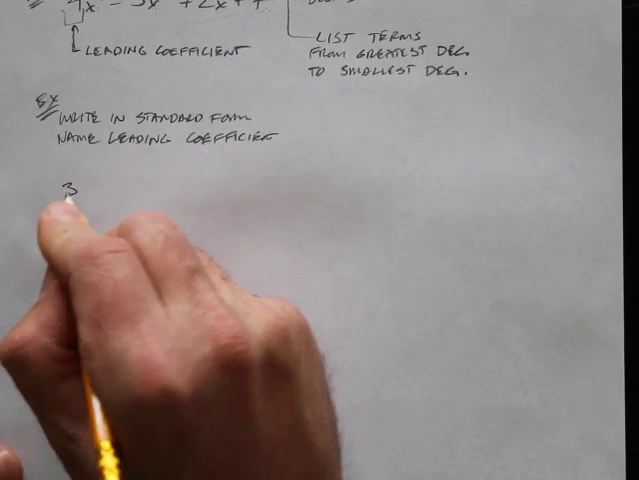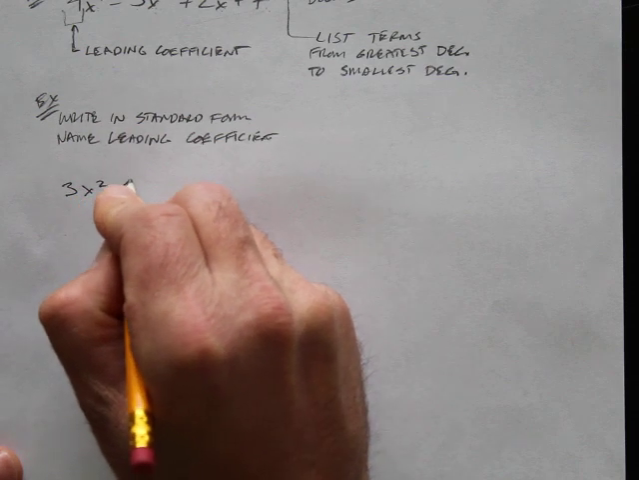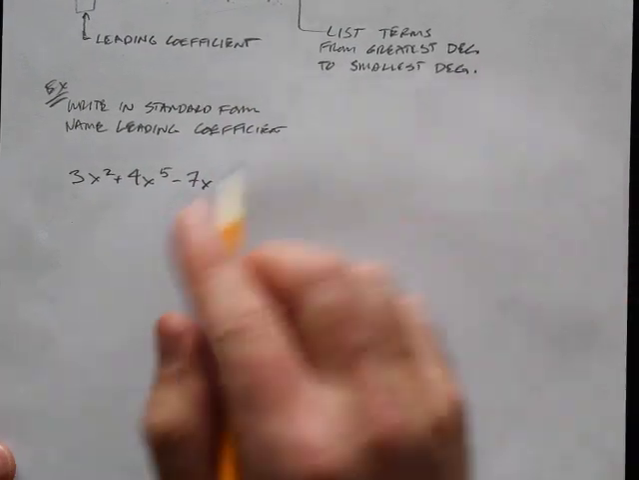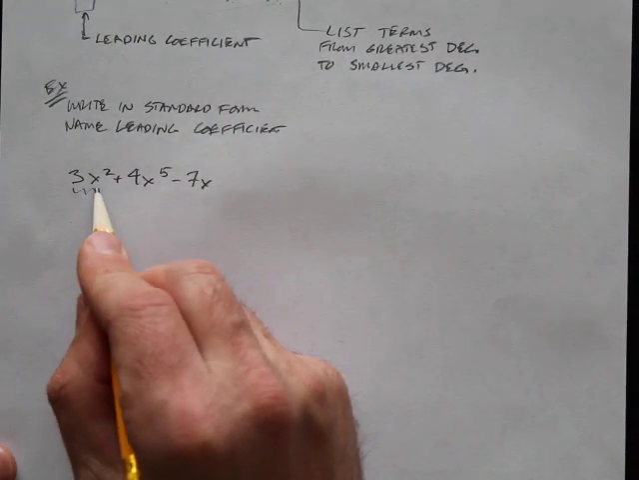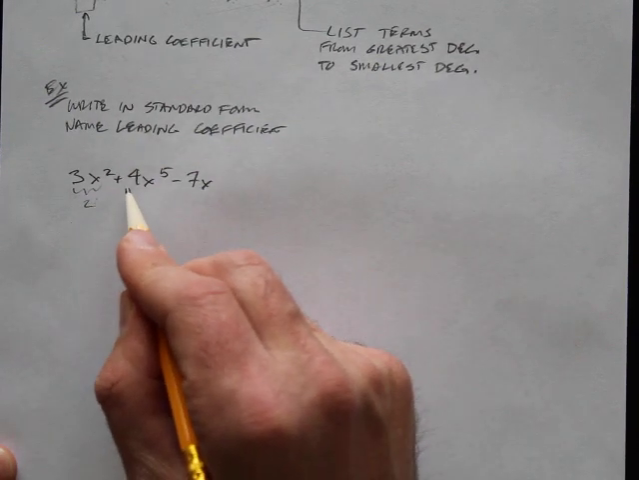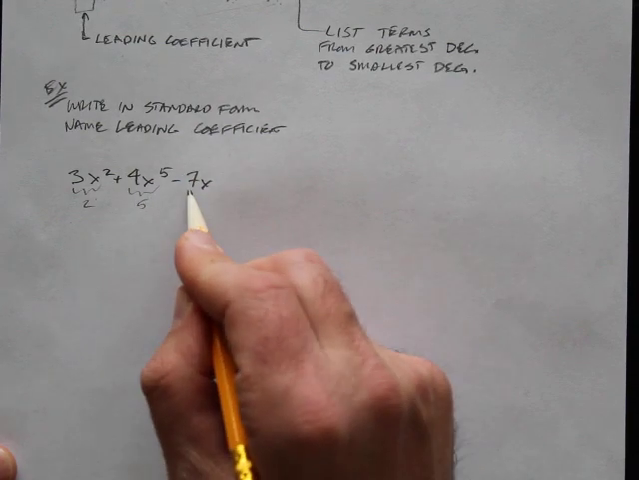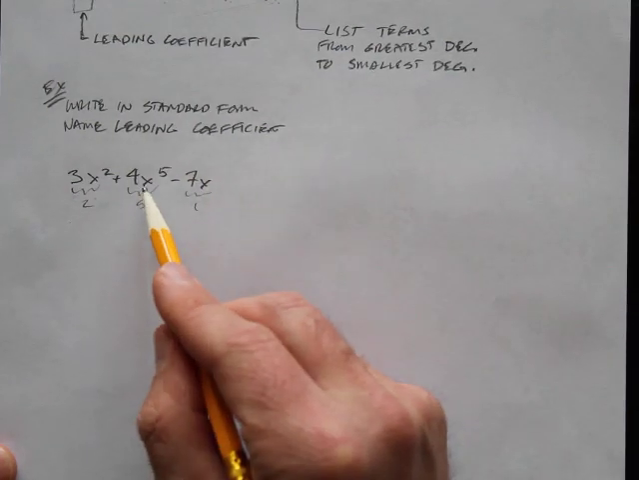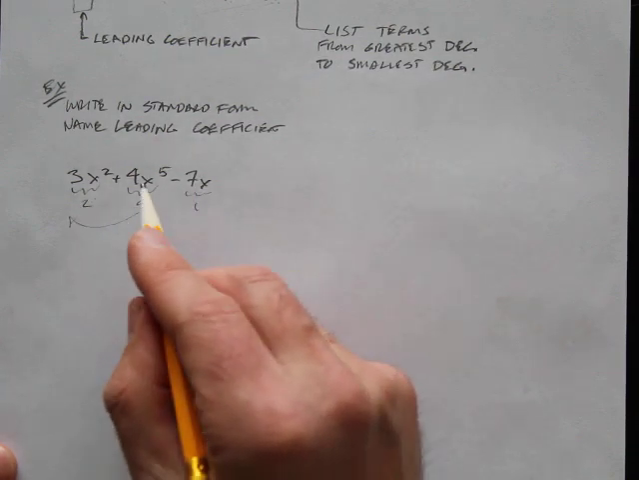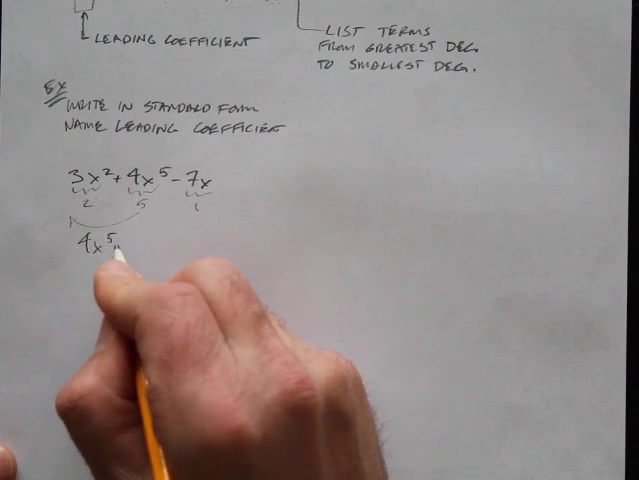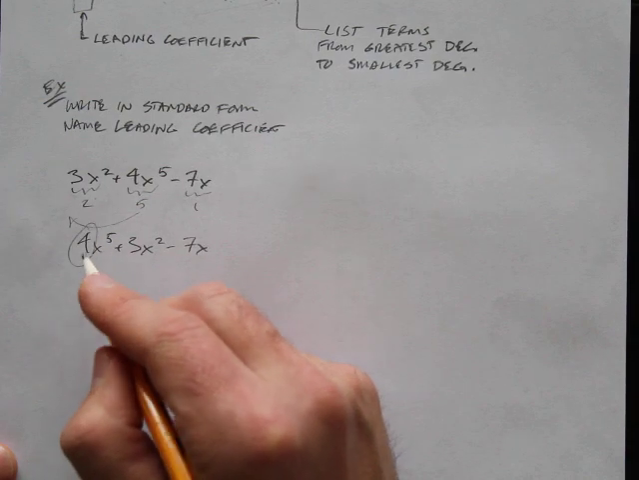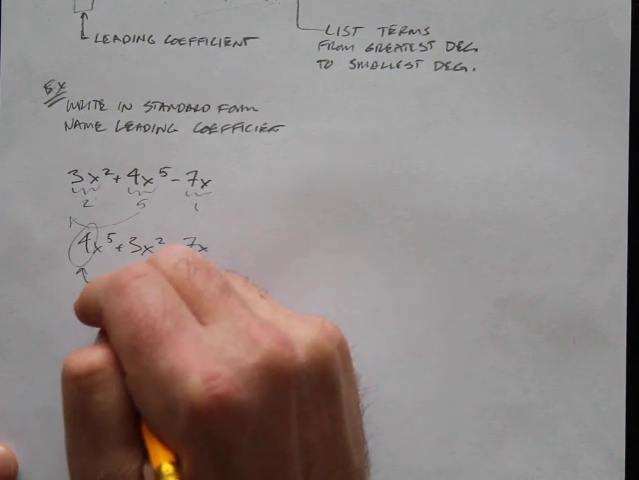This first one here, we've got 3x squared plus 4x to the 5th power minus 7x. All right, so I'm looking at each of these, and this monomial has a degree of 2. This one has a degree of 5, and this one has a degree of 1. So this one needs to go to the right, and then it'll be this one and this one, greatest to smallest. So 4x to the 5th plus 3x squared minus 7x. And here is my leading coefficient. 4 is my leading coefficient.